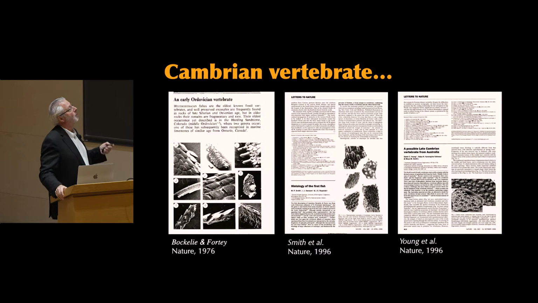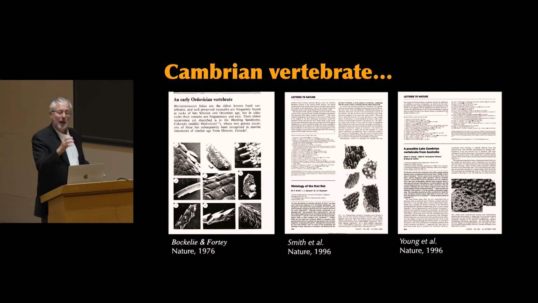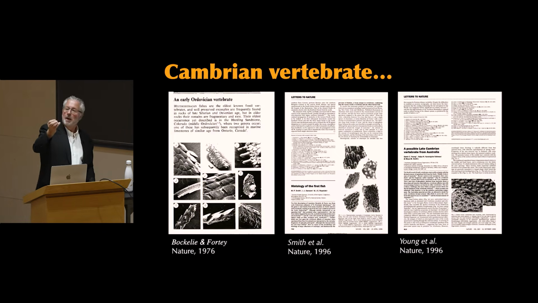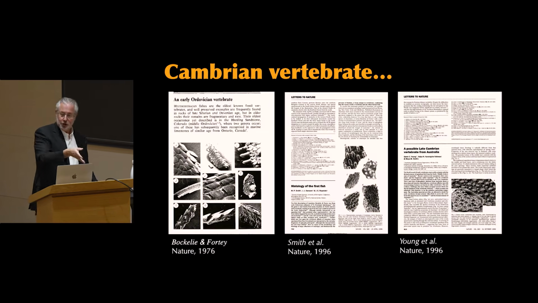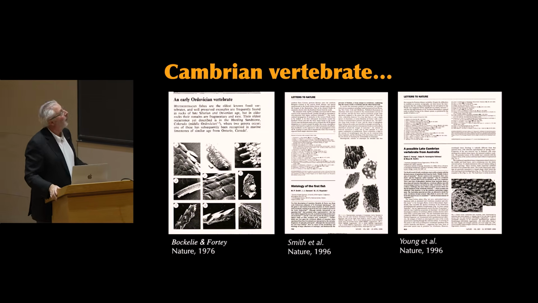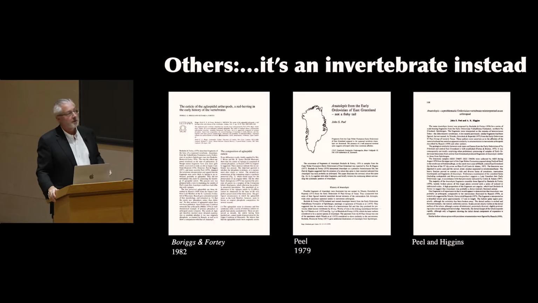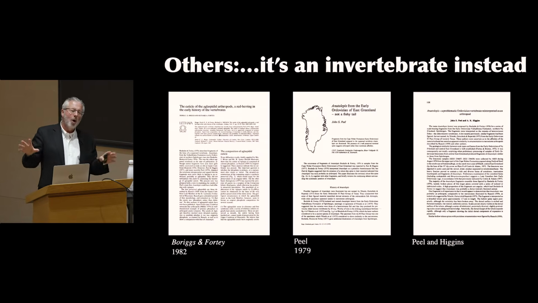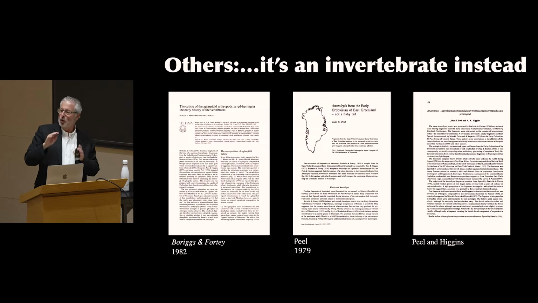There were those who believed, and very prominently, that this was a Cambrian vertebrate, that this was truly an ancient vertebrate, and they were doing it, as I'll show in a second, by an analysis of their tissues inside the skeleton. And there are others that said, no, it's an invertebrate instead, and they argued that it's more like invertebrate hard tissue rather than vertebrate hard tissue. So that's what we have.